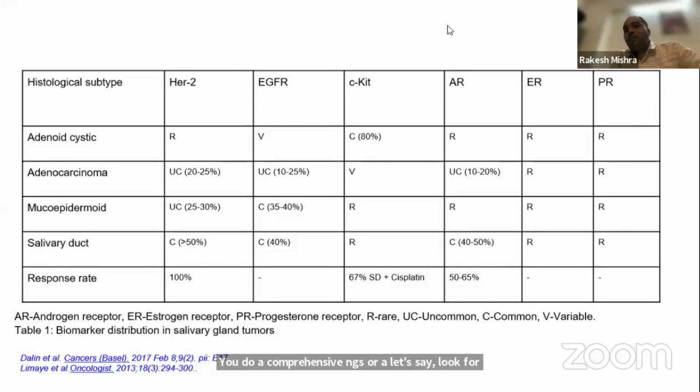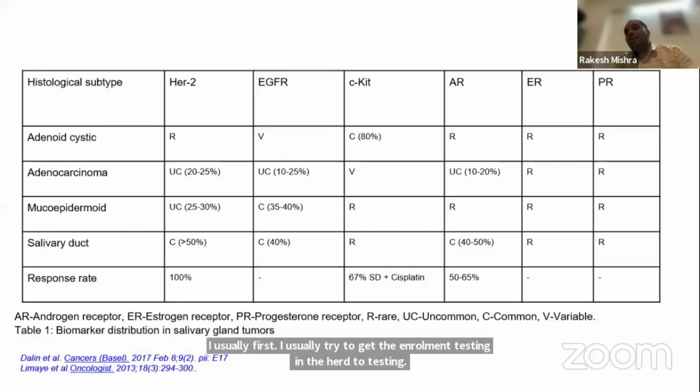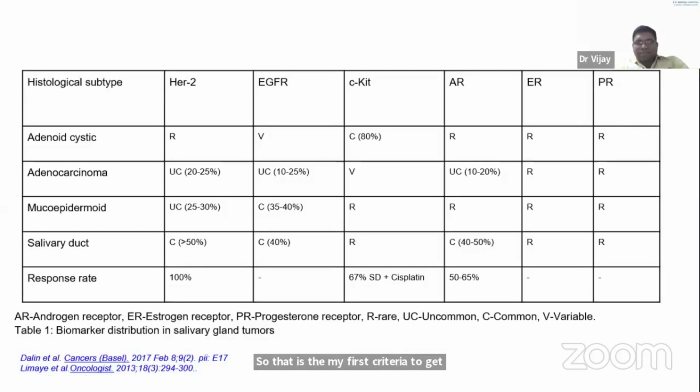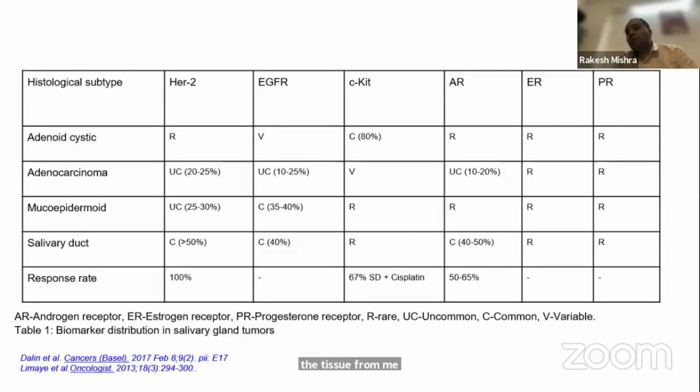Sir, I usually try to get the androgen testing and the HER2 testing. So that is my first criteria to get from the tissue, because most of the time tissue is an issue. If tissue is available, then I can go for the NGS, sir. Okay.